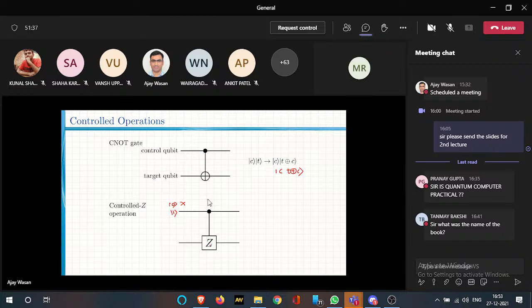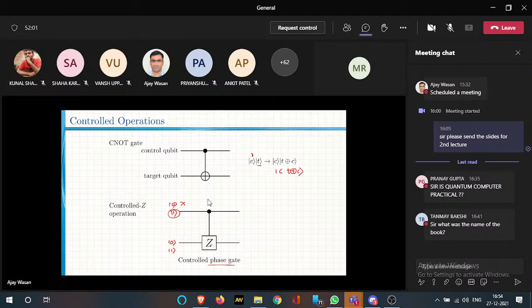So here we also apply 0 or 1. Either you are applying 0 or 1, but this is going to operate only when you have a 1 here. We have seen that here, when it was 1, then the target was working. So we call it the control phase gate.